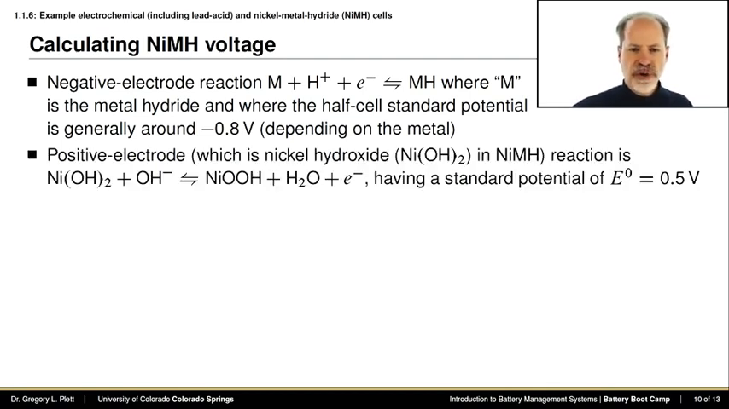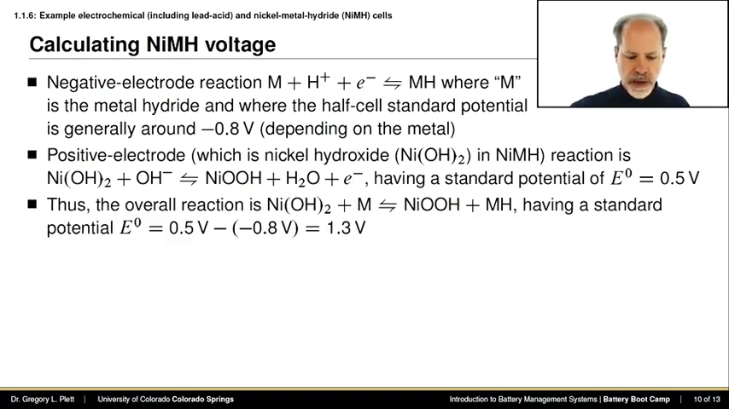The positive electrode, which is nickel hydroxide, has a half reaction of nickel hydroxide plus hydroxide becomes nickel oxide hydroxide plus water plus an electron. And this half reaction has a standard potential of 0.5 volts. Therefore, the overall reaction is nickel hydroxide plus metal becomes nickel oxide hydroxide plus a metal combined with hydrogen, having a potential of 0.5 volts minus negative 0.8 volts, or around 1.3 volts.